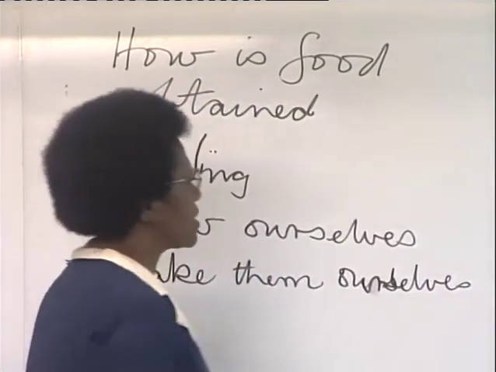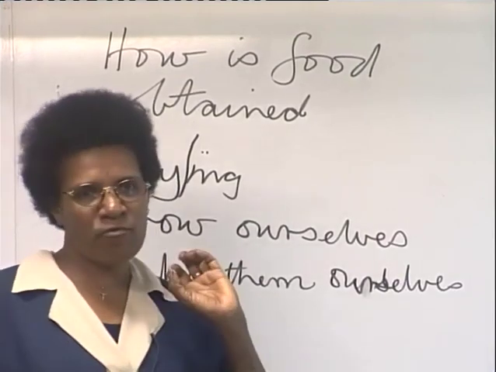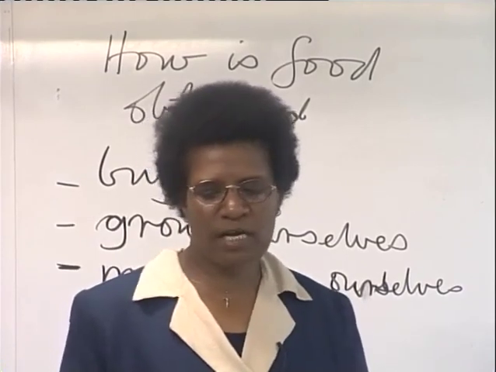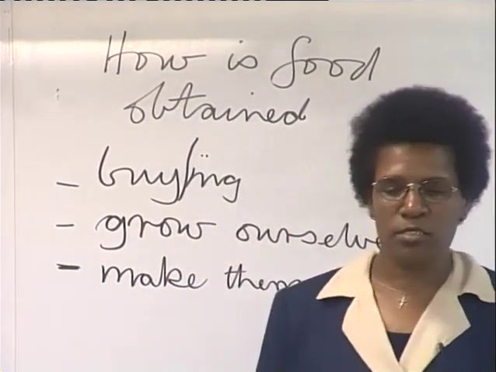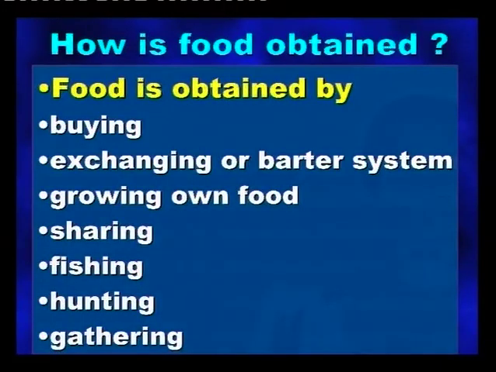we make them ourselves. So these are some of the ways that we obtain food or we get our food. Now we just have a look at some examples of how food is obtained. Some examples of how food is obtained.